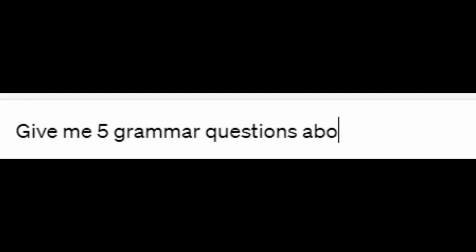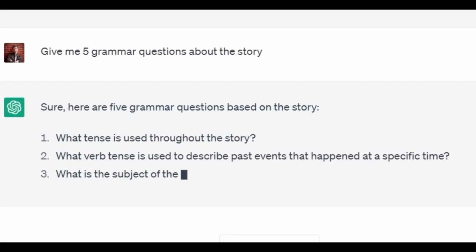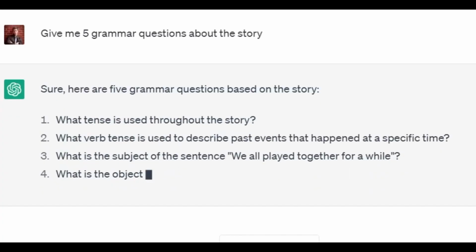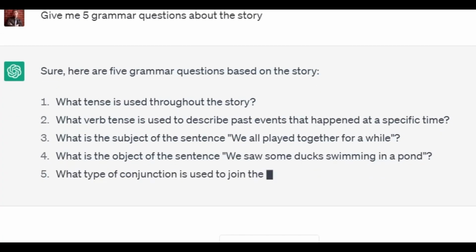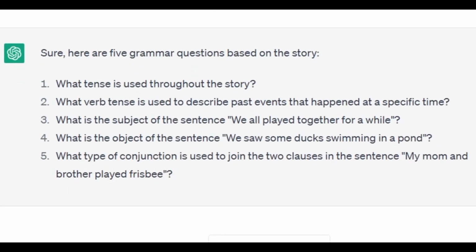You can also ask ChatGPT to ask you grammar questions. Give me 5 grammar questions about the story. What tense is used? The past tense. What verb tense is used to describe past tense that happened at a specific time? What is the subject of the tense?